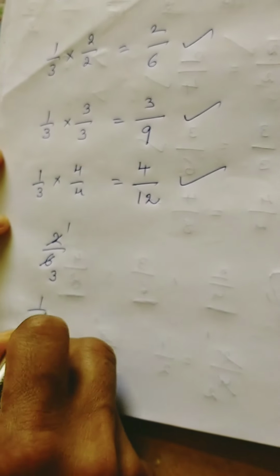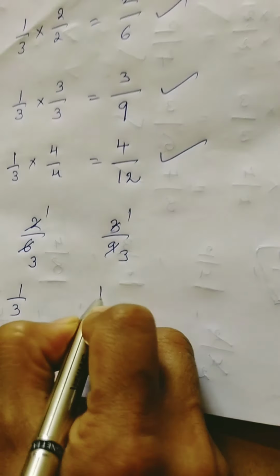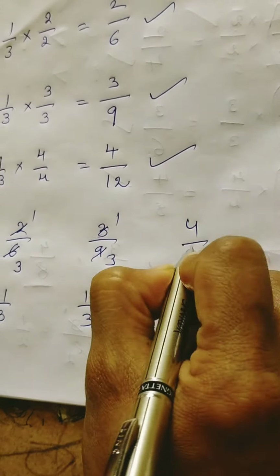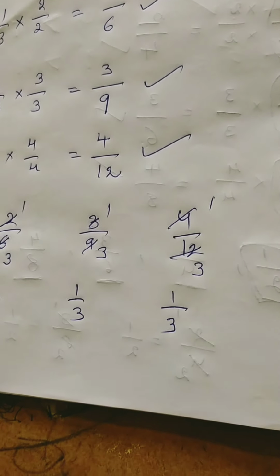Okay, these are called equivalent fractions. Let us see again. 2 by 6: 2 ones are 2, 2 threes are 6, that means here 1 by 3. 3 by 9: 3 ones are 3, 3 threes are 9, so here also 1 by 3. 4 by 12: 4 ones are 4, 4 threes are 12, that means here also 1 by 3. Okay, let us understood, children.